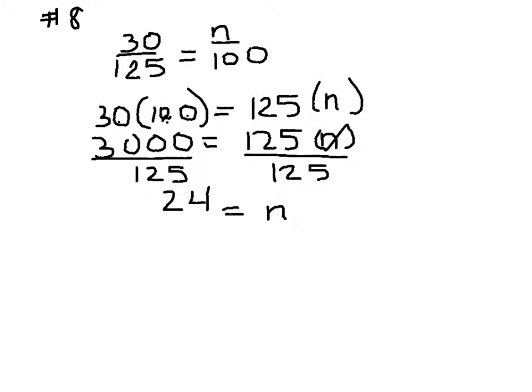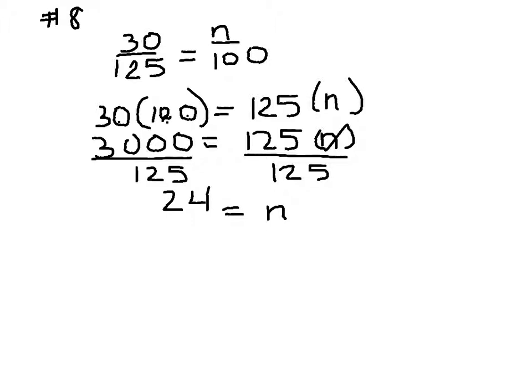All right, and that makes sense, right? If you look at this here, 30 is significantly smaller than 125, and 24 is significantly smaller than n's denominator of 100. So that makes sense that that would be what I would get.